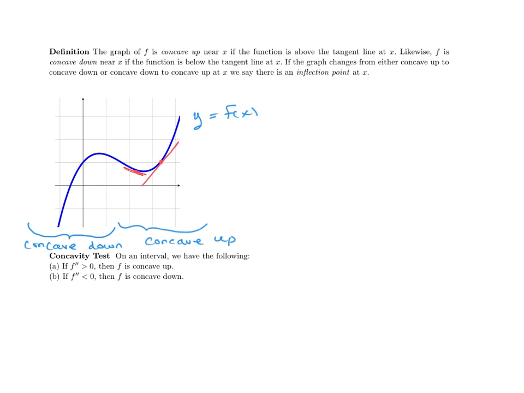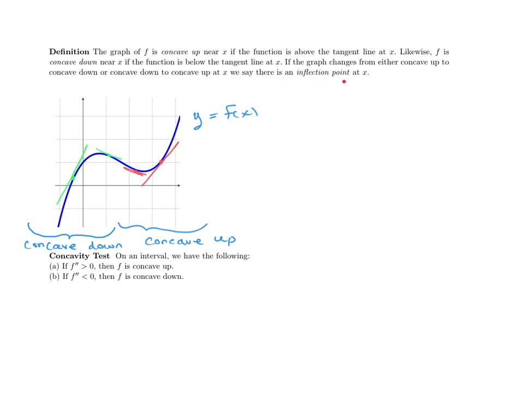It's different over here if you pick this spot. You draw the tangent line, because the equation's bending in a downward direction, the function is going to be below that tangent line. And then same thing here. Draw the tangent line, the function's below it. Notice that there's a change from concave down to concave up.